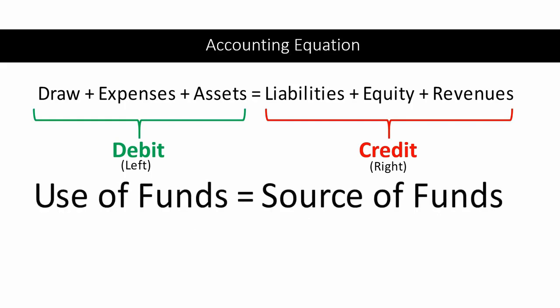Another way to look at the accounting equation is that the left side represents use of funds and the right side represents source of funds. So draw, expenses, and assets is how you spend the funds. You may have spent it on inventory, computer equipment, property, office supplies, or any range of expenses. The sources of these funds are liabilities, equity, and revenue, which can be loans, owner investment, or revenue generated by the business.